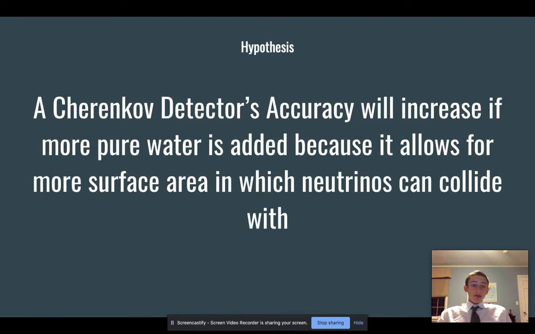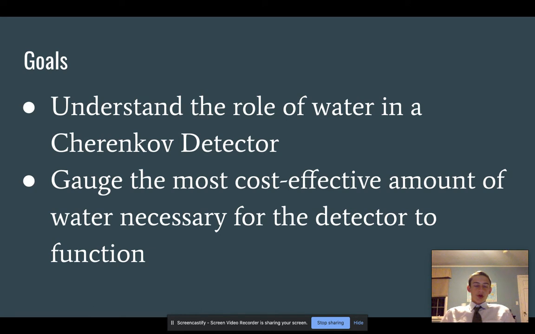And the hypothesis is that a Cherenkov detector's accuracy will increase if more pure water is added because it allows for more surface area in which neutrinos can collide with the regular particles.